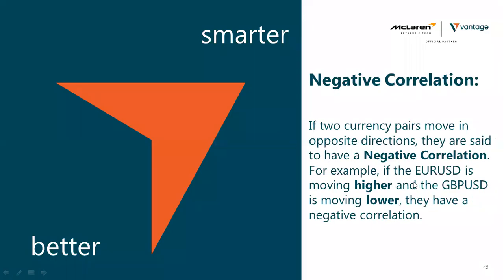So, negative correlation. If two currency pairs move in opposite directions, they are said to have negative correlation. For example, if Euro USD is moving higher and USD JPY is moving lower, they have a negative correlation. I'm sure that's simple.